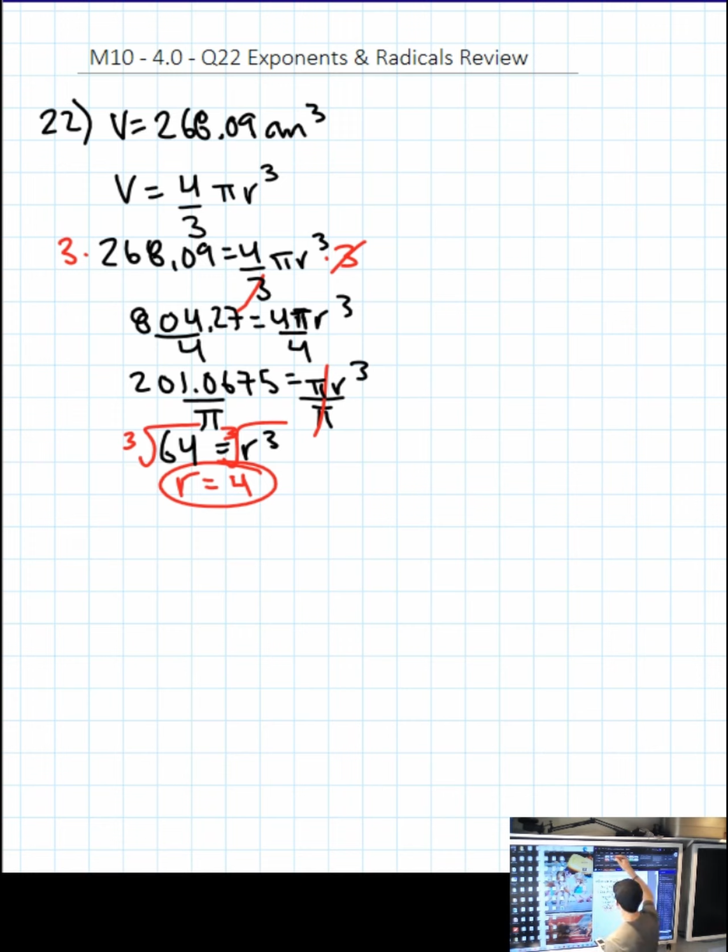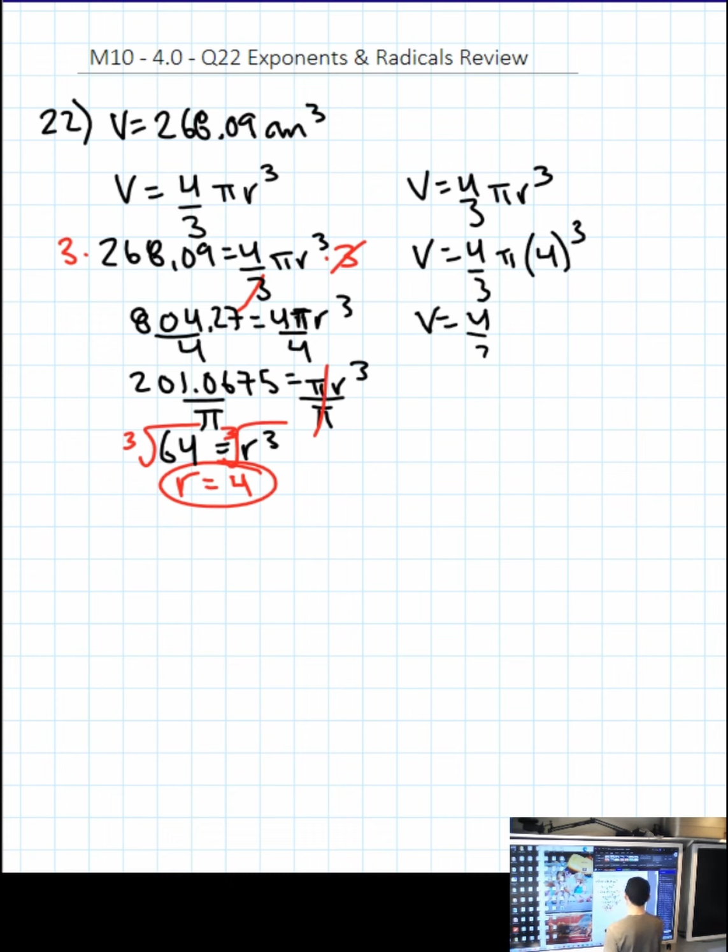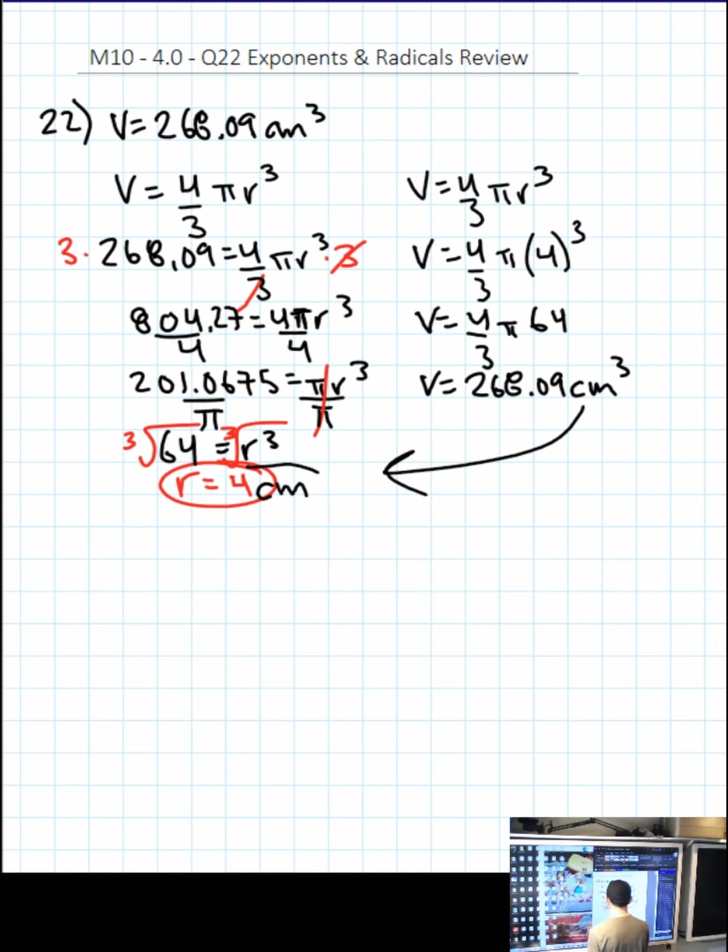Then we can check our answer by taking it and putting it back in. So V equals 4/3 pi r cubed. V equals 4/3 pi 4 cubed. V equals 4/3 pi times 64. V equals 4 divided by 3 times pi times 64 is equal to 268.09 centimeters cubed. I forgot my units in my answer, 4 centimeters. Don't forget your units in your answers.